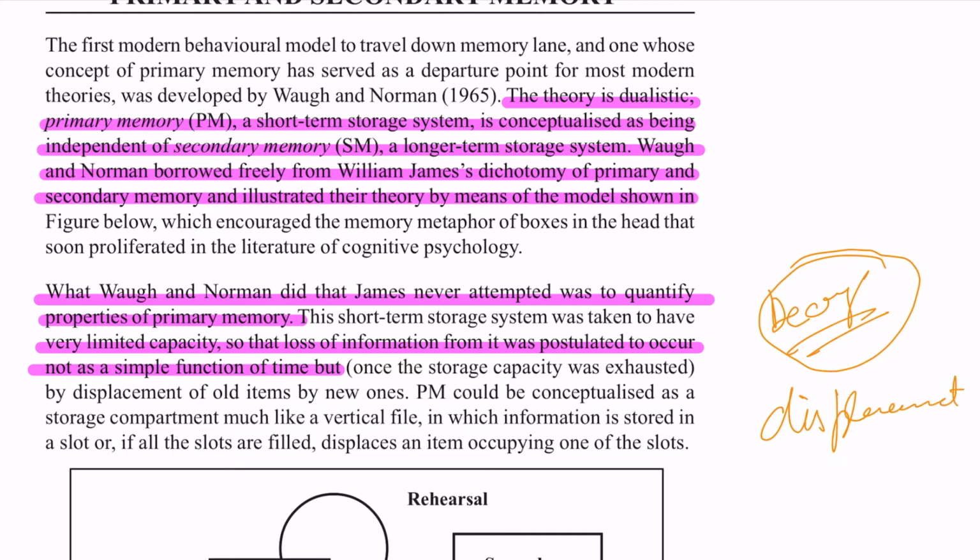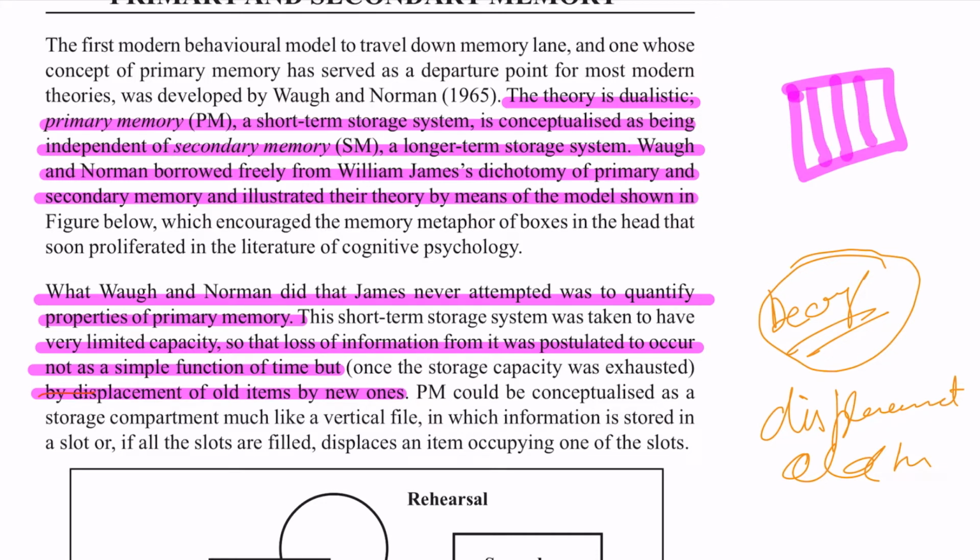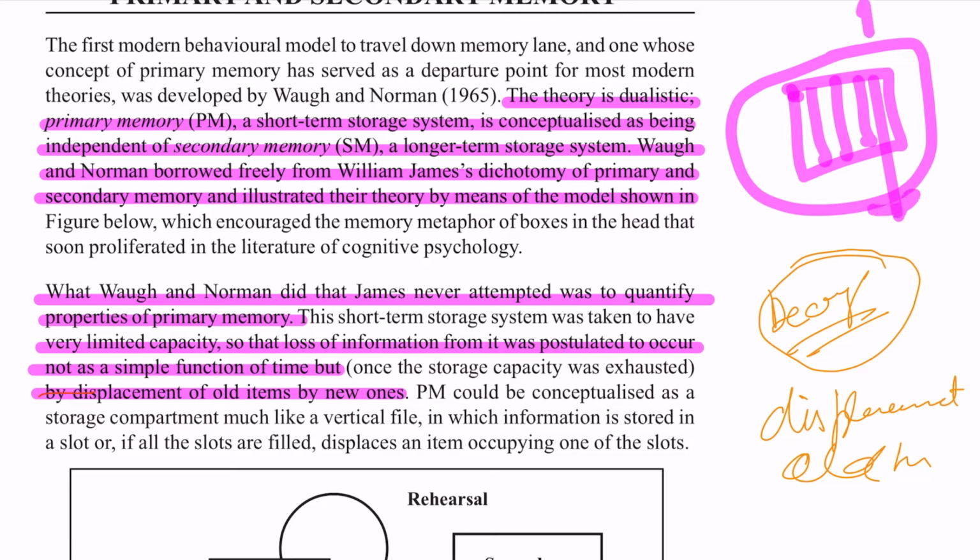Displacement of old items, right? They said it is because of old items that we display it. So it is like we have a certain space, and these are the columns, so we stored information here. Suppose this limited space is filled, then you have to remove something to enter new information. That is a displacement, you can say. If you want to remember this information, you have to delete this information.